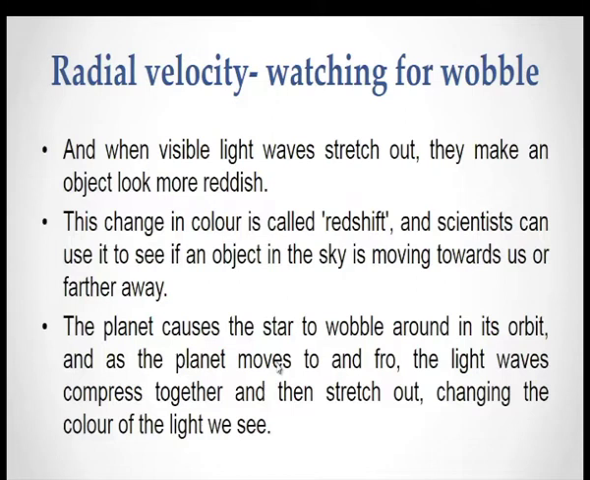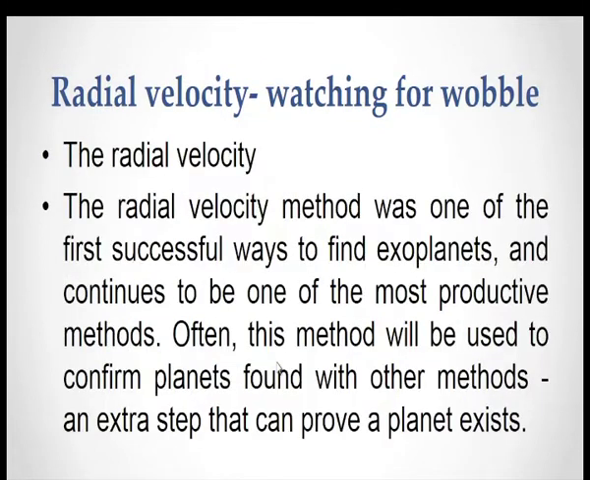The planet causes the star to wobble around in its orbit, and as the planet moves to and fro, the light waves compress together and then stretch out, changing the color of the light we see. So putting it together, we will get the confirmation for the existence of an exoplanet around a star.